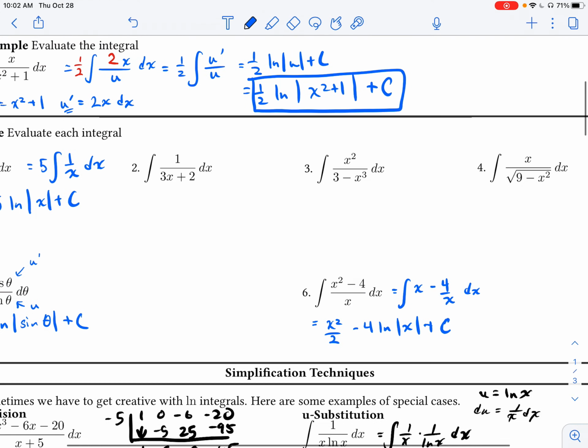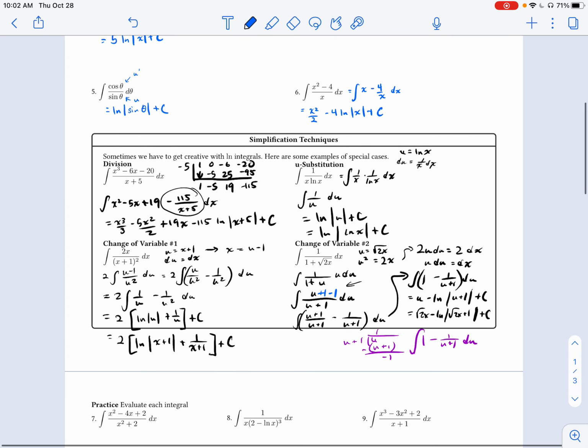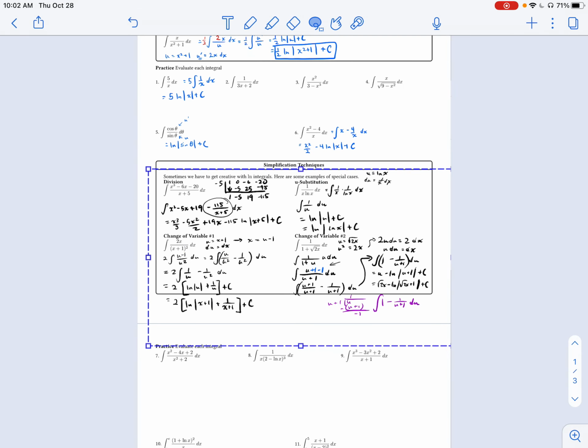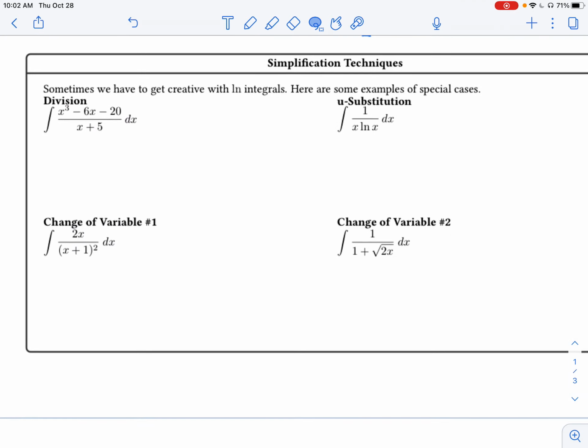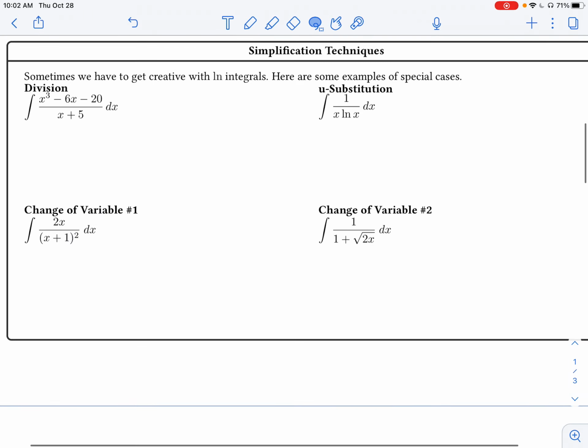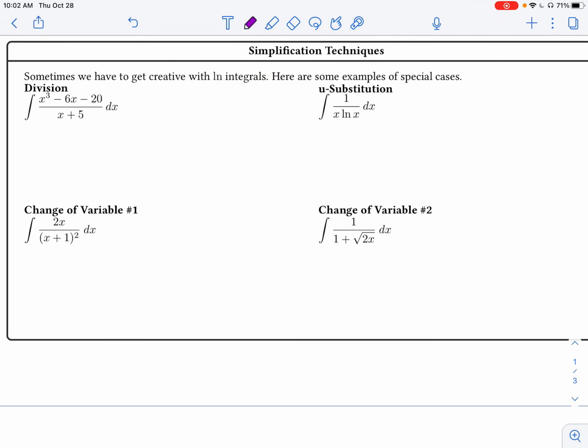I'll let you work through some of these other ones, and you can always check my solutions with what I have. Now, I also wanted to talk about some other methods for simplifying. Sometimes when we are working with integrals that involve the natural logarithm, we have to use a couple of creative strategies to rewrite it in a form that would make the integration a little bit more obvious. So there are a couple of different approaches here that I want to highlight.